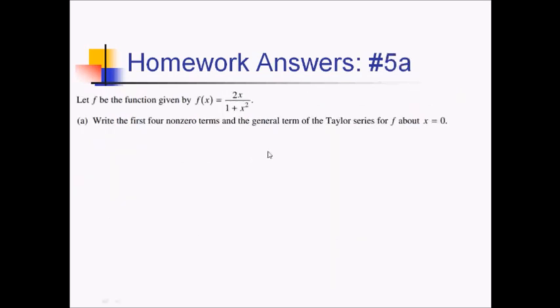For this no calculator free response, we're given this function 2x over 1 plus x squared. And for the first part, we want the first four non-zero terms and the general term of a Taylor series about x equals 0. Well, the key on this one is recognizing that we have the makings of a geometric series. This is in a1 over 1 minus r form. So since this is geometric, we just need to get that first value and the common ratio, and we can use that to generate whatever we want of this series.